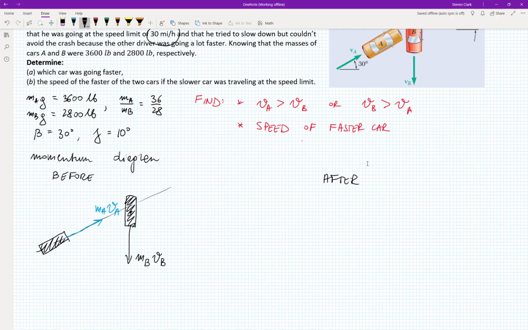Afterwards, we have such a situation. We have these two bodies together, right? And they travel along this line. So this will be MA plus MB, V final, right? Let me also introduce these angles here. I believe that this was 30, and I believe that this was 10. Okay, guys, any questions?